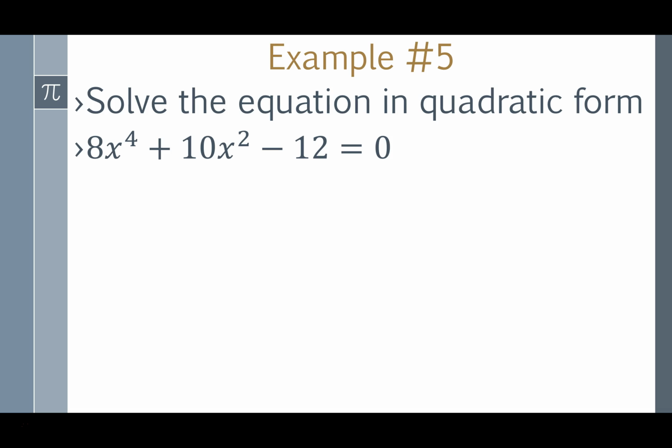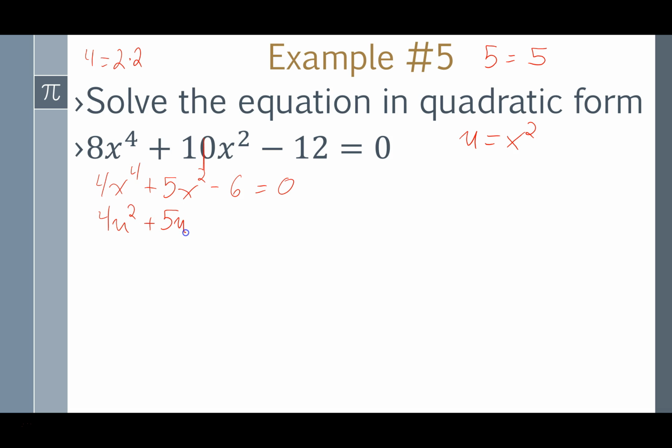So we have this one, 8x to the 4th plus 10x squared minus 12. Actually, first thing I'm going to do here is recognize everything is divisible by 2. So we'll make it 4x to the 4th plus 5x squared minus 6. So for this one, if we take a look at the leading coefficient, factors are 2 and 2, whereas the middle term is just simply 5. They have nothing in common, so in some cases, all we can do is just say u equals x squared, and that's it. So it becomes 4u squared plus 5u minus 6 equals 0.